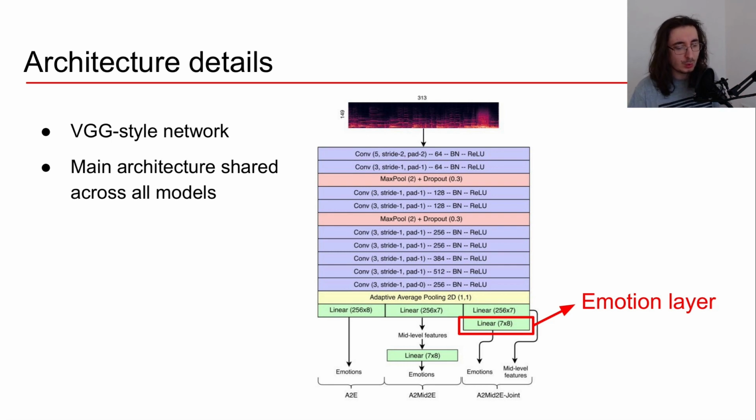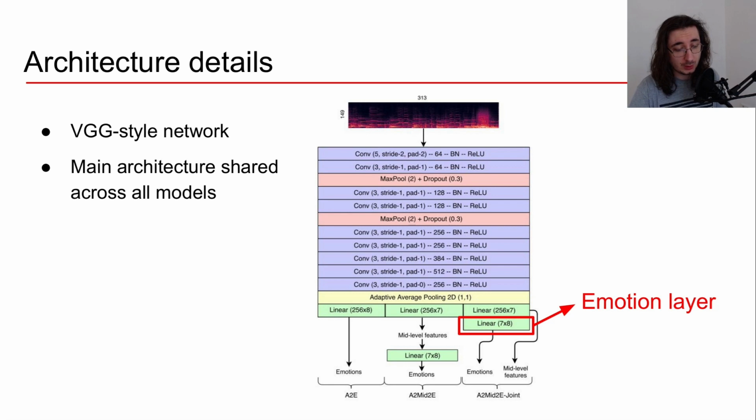Now you may be wondering, what's the difference between this A to mid to E joined and the A to mid to E? Don't they do the same thing, going through mid-level features and emotions? Well, more or less, yes, but the A to mid to E architecture does it in 2 different steps. You first train the mid-level features predictor and then the emotion predictor. Here you do everything together.